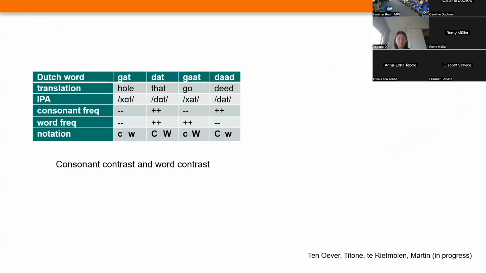Then we had two contrasts. First, the consonant contrast and then the word contrast. For the consonant contrast, whenever the participants heard gat or gaat, we compared the phase at which they perceived gat or gaat to the phase at which they perceived dat, daad. And for the word contrast, we did high and low frequency words. So whether they perceive the low frequency word gat, daad versus the high frequency word dat, daad.